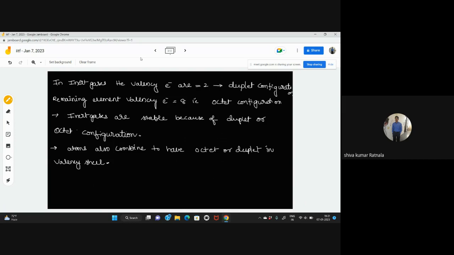So this is the thing. And one more thing, they also gave how we can represent the atoms. Generally, the Lewis representation for writing.